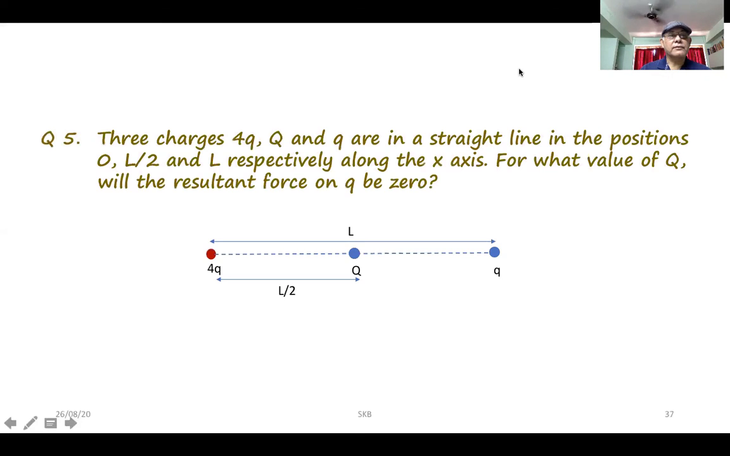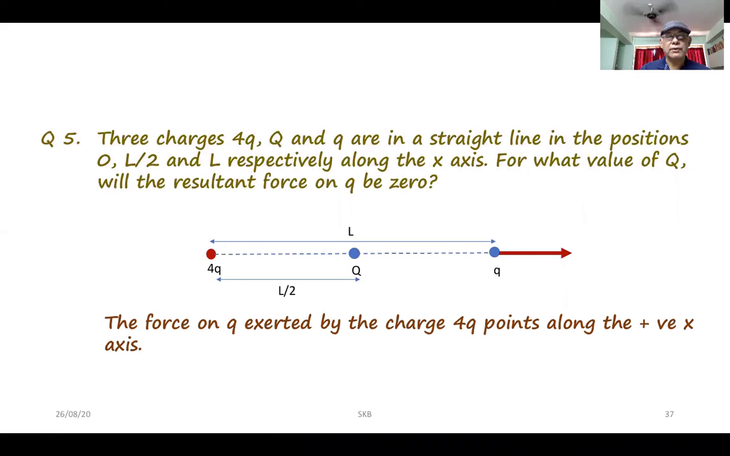Number 5. Here we will pronounce small q as q and capital Q as capital Q. Then the problem 5 will read as: 3 charges 4q, capital Q and q are in a straight line in the positions 0, L by 2 and L respectively along the x-axis. For what value of capital Q will the resultant force on q be 0?